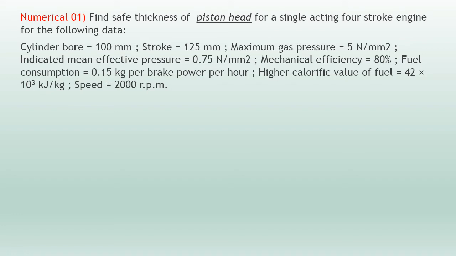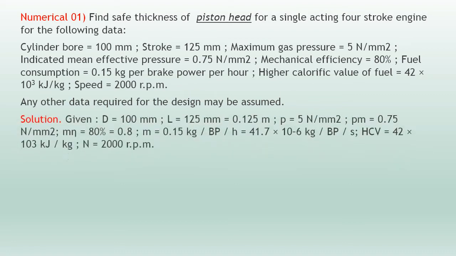Okay, and the higher calorific value, that is HCV, equal to 42 into 10 to the power 3 kilojoule per kg, and the speed is 2000 rpm. Okay, so here is the another data. If you require any other data, we have to assume. Okay, so here is the solution.